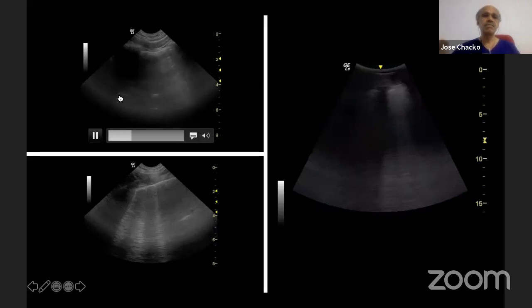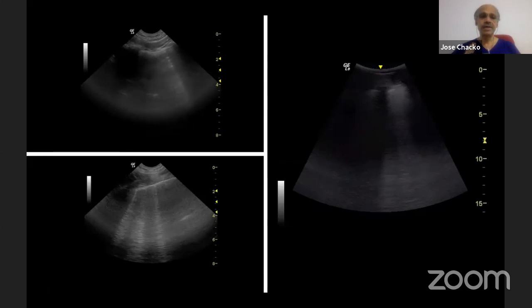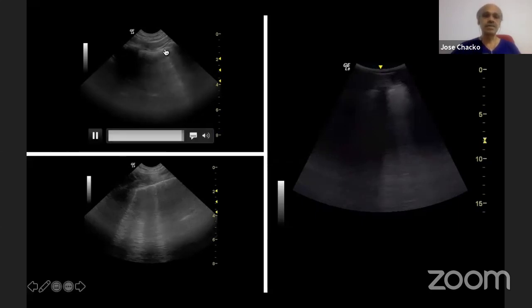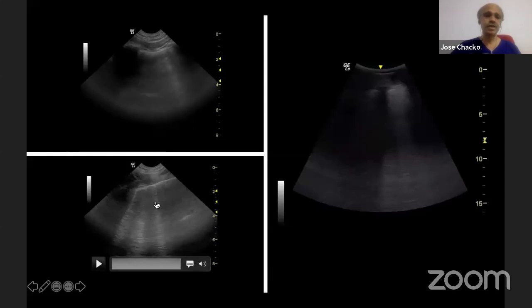Now, this is my own lung. I have placed the probe right below my clavicle here, and I'm looking at my pleura. That's my pleura. And you look for B lines essentially starting from the pleura. As you can see, there are no B lines there. I don't have pulmonary edema, thankfully. So that doesn't show any B lines.